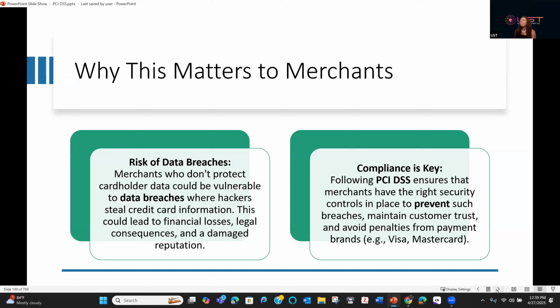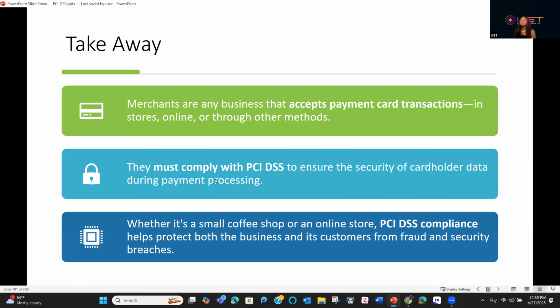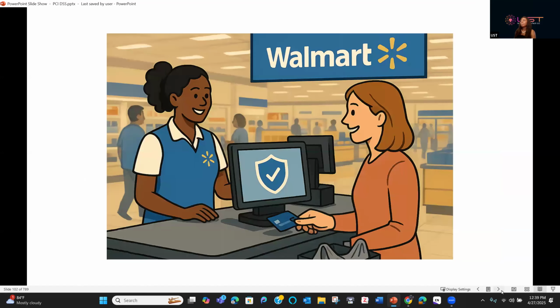And again, Walmart and all the different stores that we've mentioned are examples of a merchant. Merchants are any business that accepts payment card transactions in store, online, or through any other method. Because you are accepting payments, by default you are a merchant, and you must comply with PCI DSS to ensure the security of cardholder data during payment processing, whether it is a small coffee shop or an online store. PCI DSS compliance helps protect both the business and the customers from fraud and security breaches.